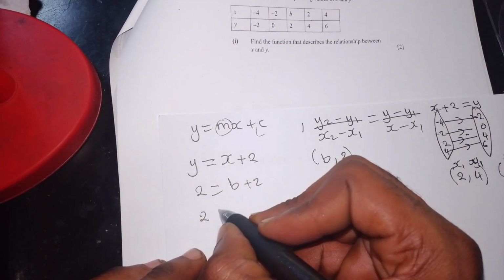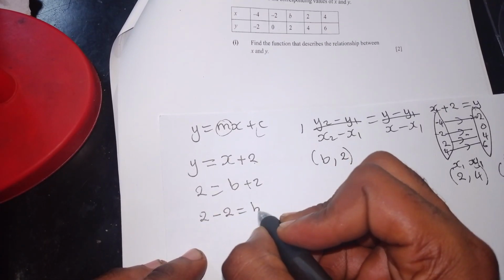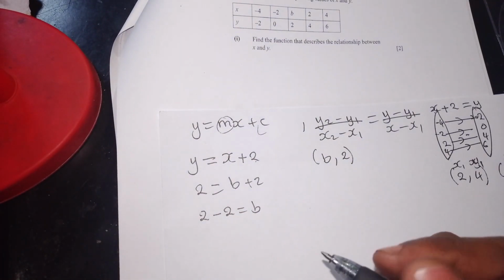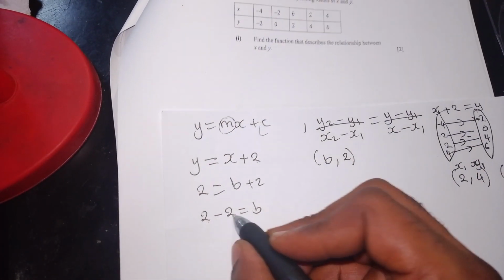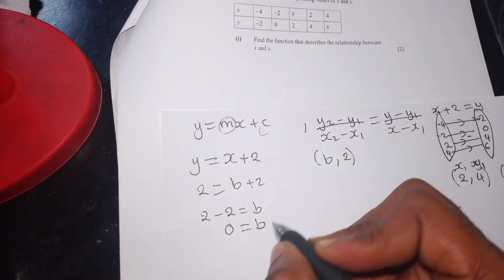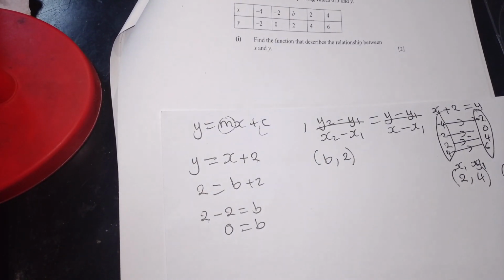So I can just bring this to this side and leave the b alone there, because I don't want to make it a negative b. This minus this will be a 0. So that means my b is 0. And I'm done. So move on to question 4.